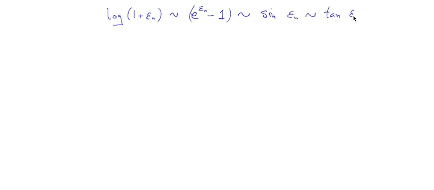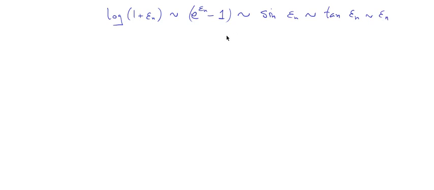Now, there are some equivalences that are very useful for computations, and I'm going to write them here. The logarithm of 1 plus epsilon sub n is equivalent to e to the epsilon sub n minus 1, which is equivalent to the sine of epsilon sub n, which is equivalent to the tangent of epsilon sub n, which is equivalent to epsilon sub n.